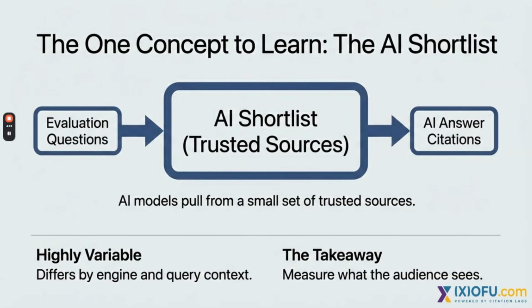So, what is the AI shortlist? It's the set of trusted sources that an AI uses to answer your question. For evaluation questions, the model's pulling from a small set of sources that it trusts for that topic. Different engines behave differently, and the same engine can cite different sources depending on the query context. So, with all these moving parts, you really need to be measuring what your audience is seeing and not what your SEO report assumes. The AI shortlist is a simple way that you can do this.